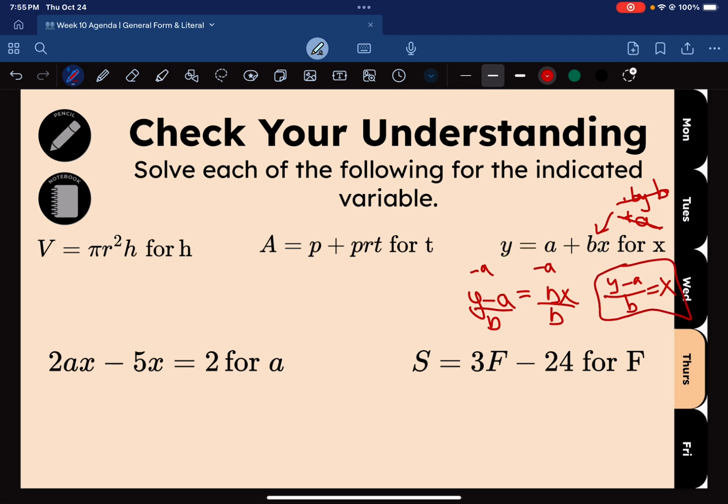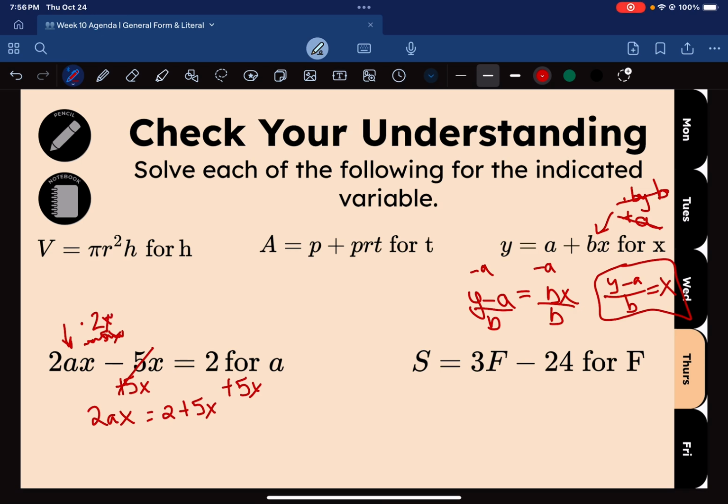So you can see generally these problems are all following that same pattern. How do I get my letter by itself? And it's just a matter of undoing what's going on. Here, if we're solving for a, we can see that they're multiplying by a 2 and by an x, and then they're also subtracting a 5x. So starting at the bottom of our list, how do we undo subtract 5x? We're going to add 5x to both sides. So that's going to give me 2ax. That's going to cancel, and that's going to be equal to 2 plus 5x.